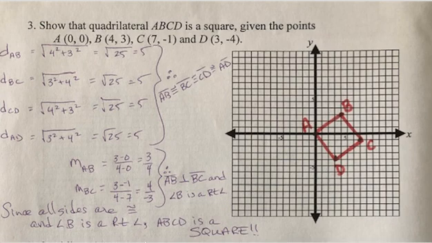Again, for the 800th time, the since statement here wraps up pretty much your entire strategy. Since all sides are congruent, that's what I had here, and angle B is a right angle, that's what I got here, ABCD is a square. So that's how you would prove that a quadrilateral is a square. Hope that made sense. Geometrons for life.